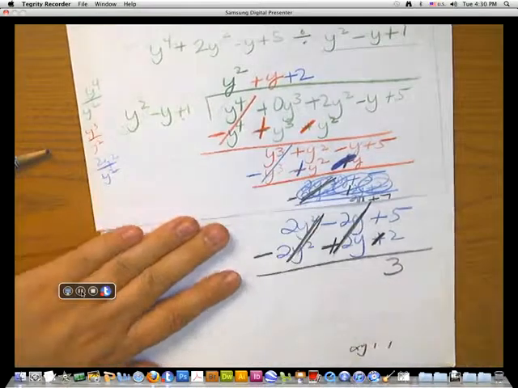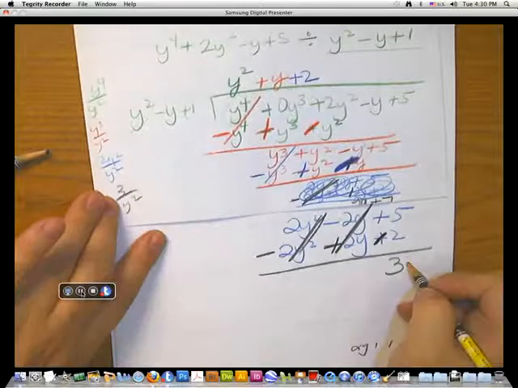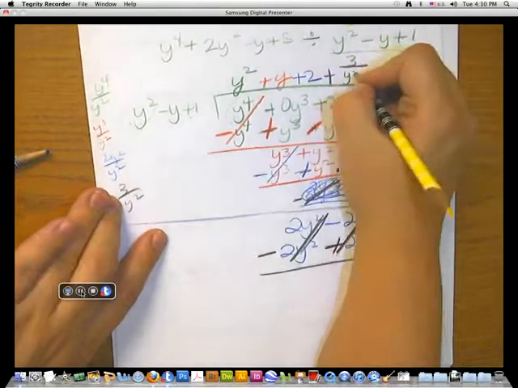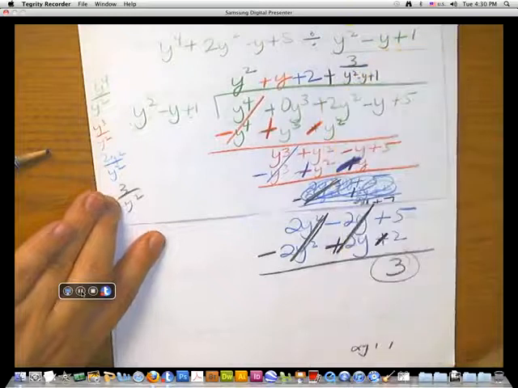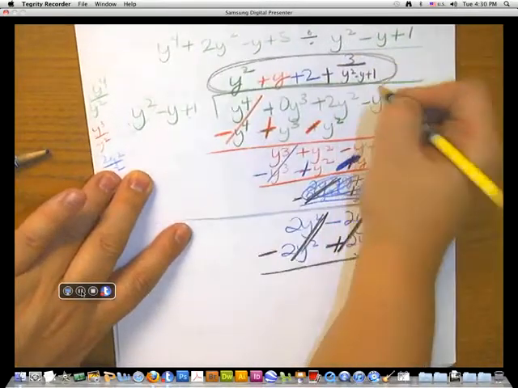3 does not go into y squared. So 3 is my remainder. So I put plus 3 over my divisor. And that's my final answer.